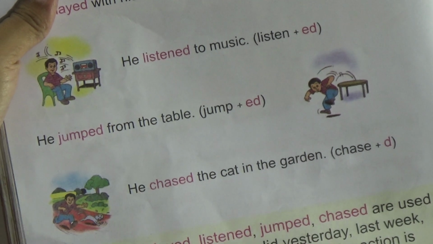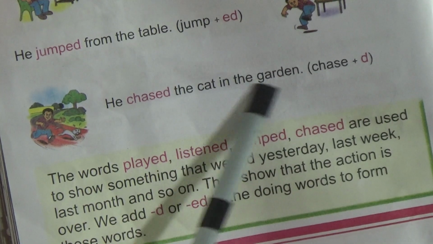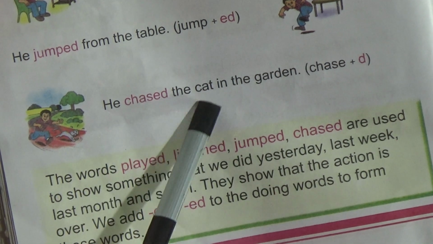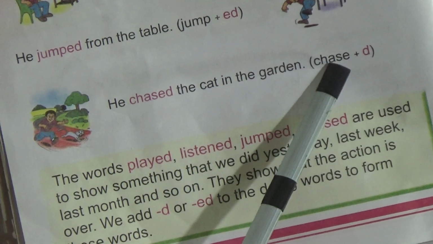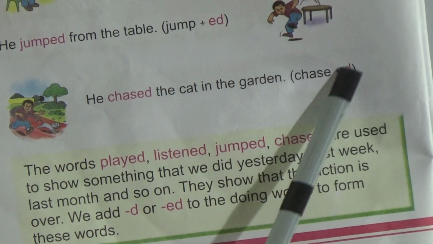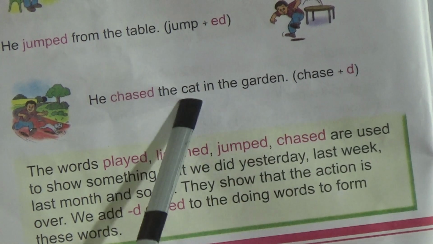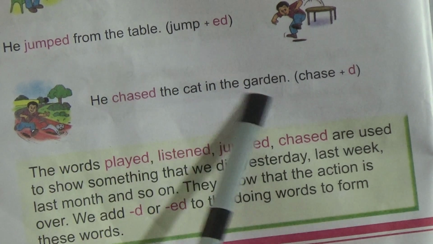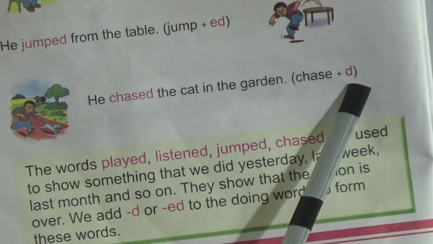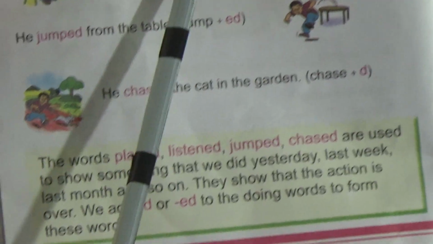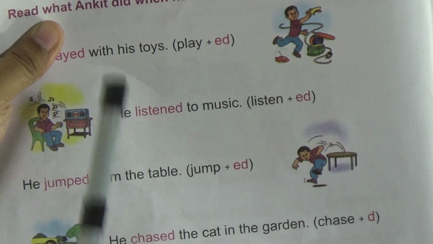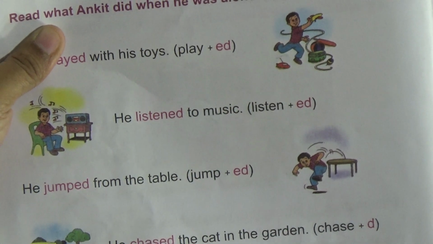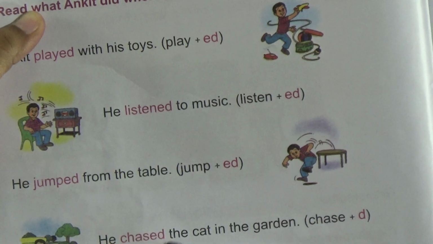Now the next one, just look at the picture. He chased the cat in the garden. Here chase is the main verb, and we have used d as this is the work of yesterday. He chased the cat in the garden. So just look, in some cases we use ed, and in some places we have used d, as the works were done yesterday. That's why we have used the past form.